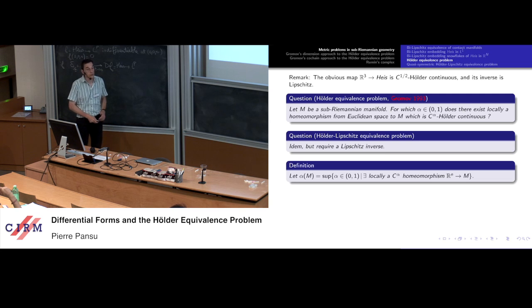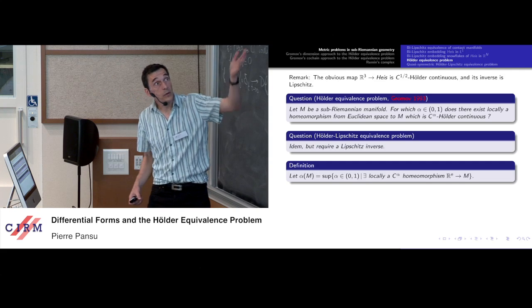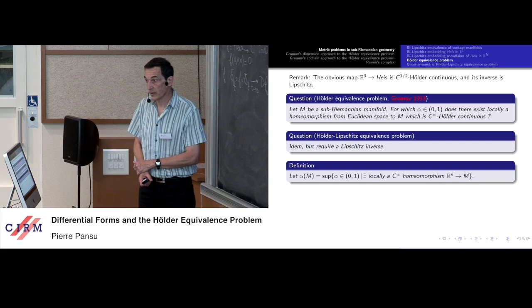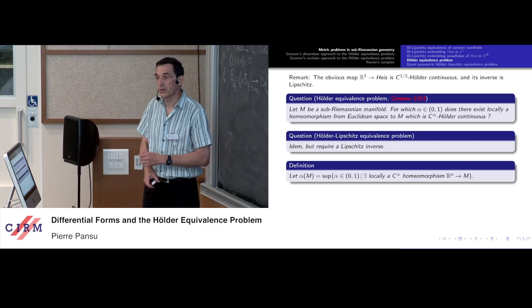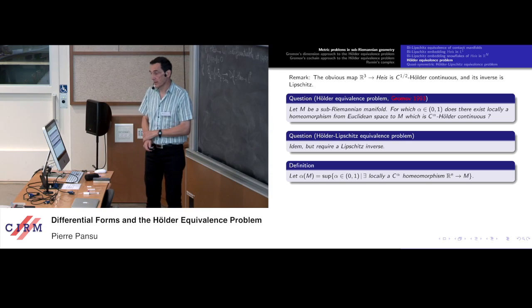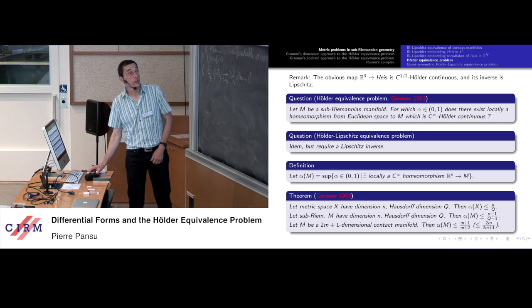He even introduces some notation. This will be convenient because I will continue with this problem. So the alpha of M is the optimal, the best possible Hölder exponent, that is the largest one, over all such homeomorphisms from Rn. And so we expect at first sight that for Heisenberg group, the best exponent would be 1/2, right? But we are unable to prove this. But Gromov has results, which I will now quote.